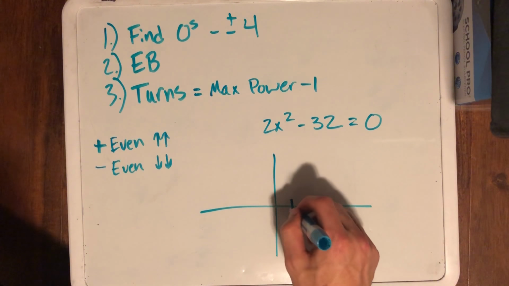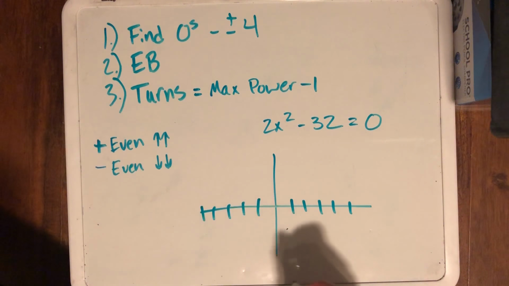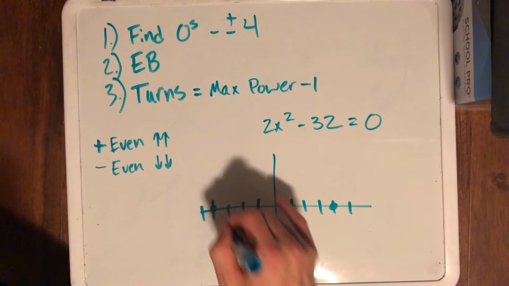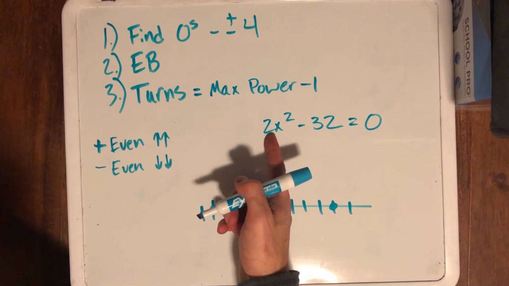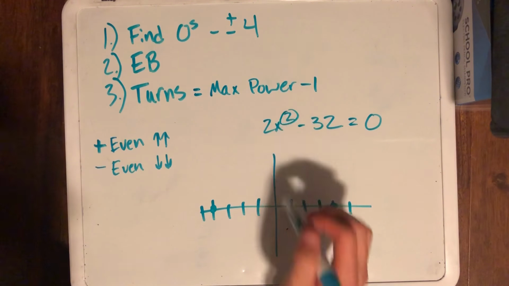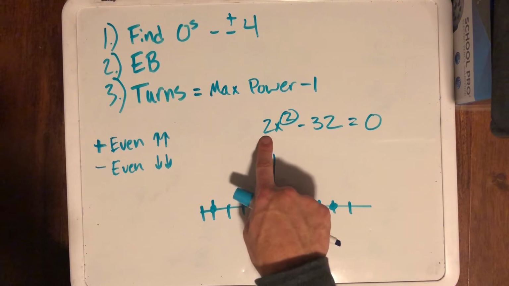1, 2, 3, 4, 5. 1, 2, 3, 4, 5. So we have plus 4, minus 4 as our dots on here, okay? And then again, this one is even powered as our greatest power, okay? It's even powered and it is positive. The coefficient in front of our even power is positive.